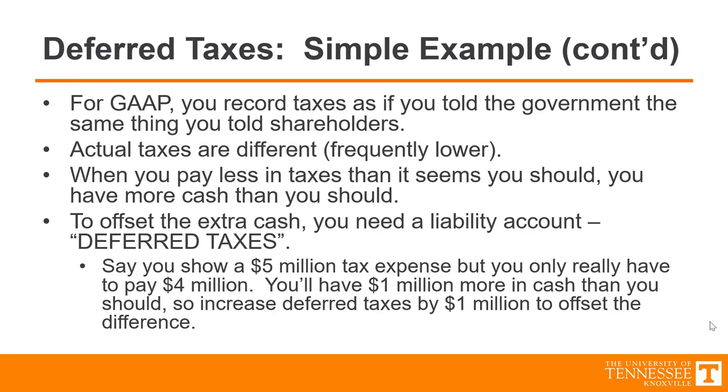And so to offset that extra cash, you need a liability account, and in this case, we're going to call that deferred taxes. So let's say you show a $5 million tax expense on your books, but you really only have to pay $4 million to the government. You've now got $1 million more in cash than you should, so you will increase the deferred taxes by $1 million to offset that difference.